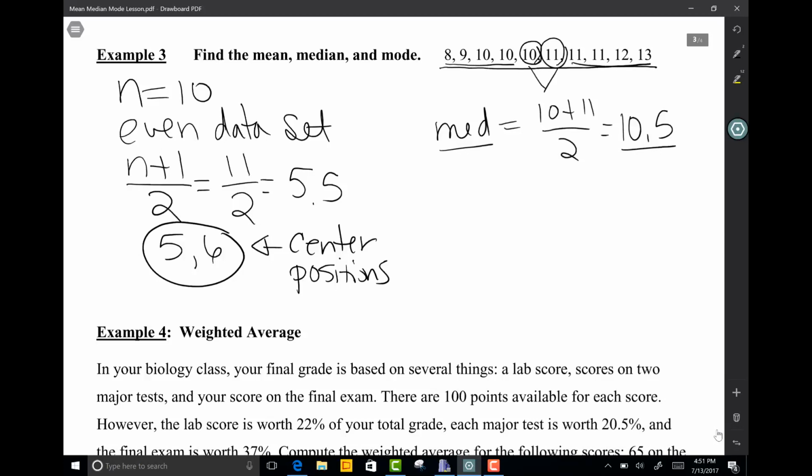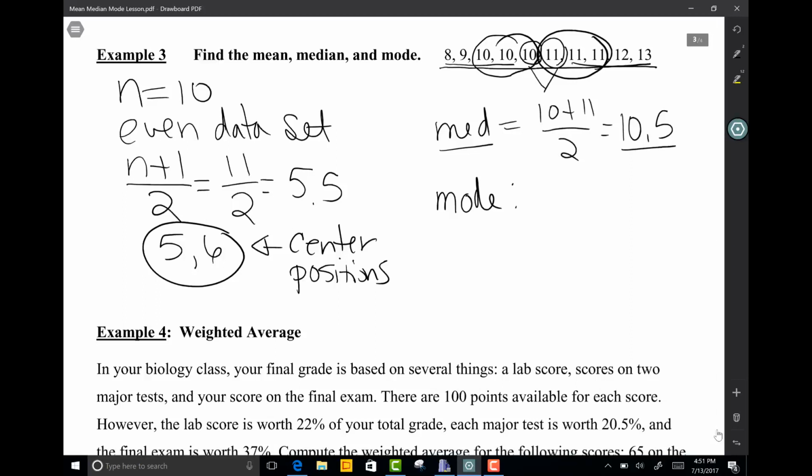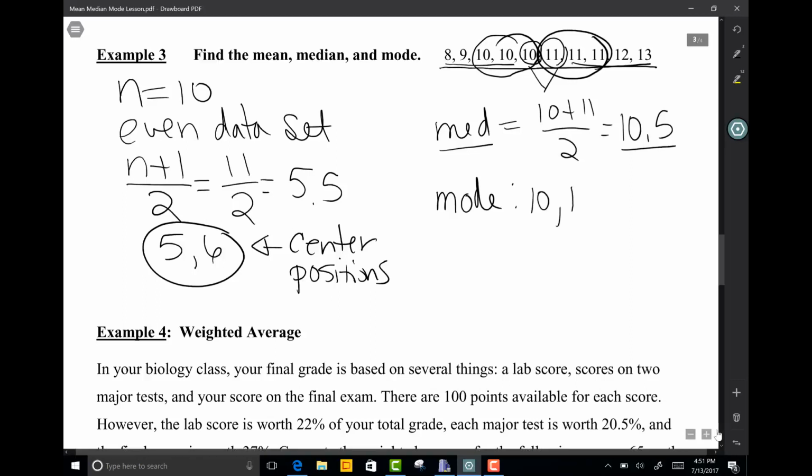Okay, let's see, the mode. If you notice, 10 occurs 3 times and 11 occurs 3 times. So those are the two data values that occur the most. So in this case, I have 2 modes.